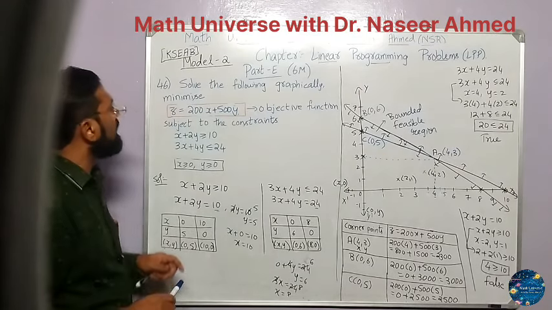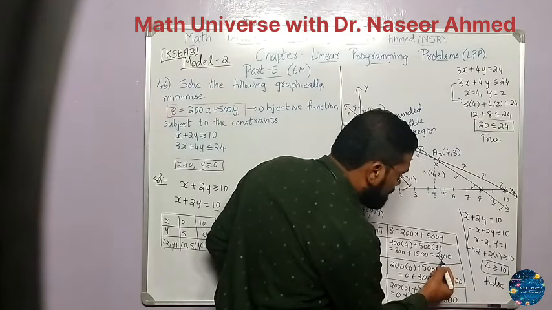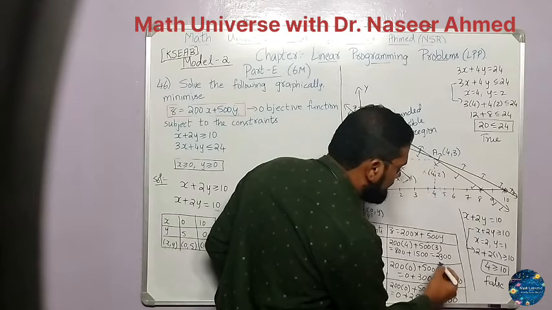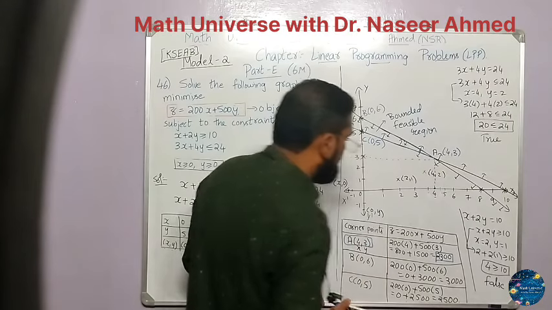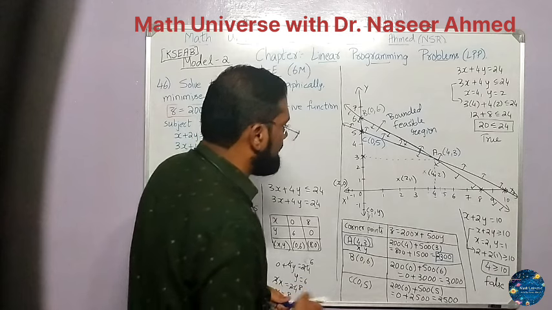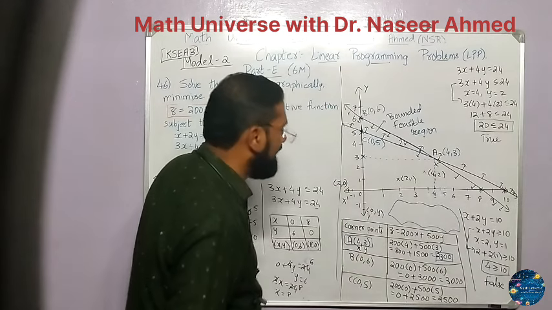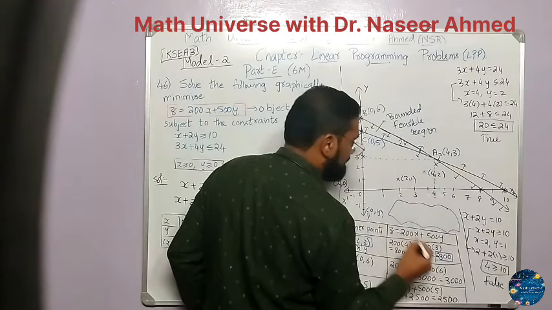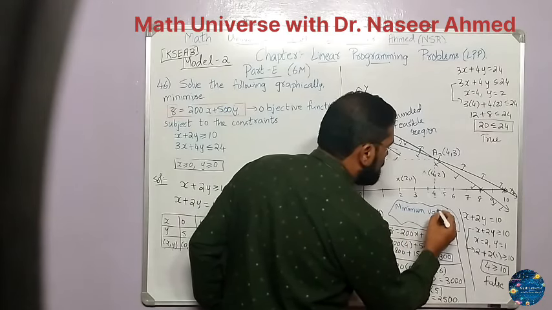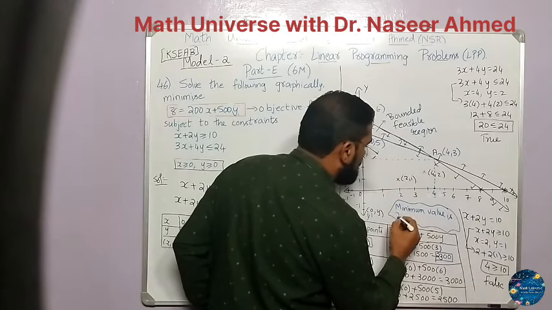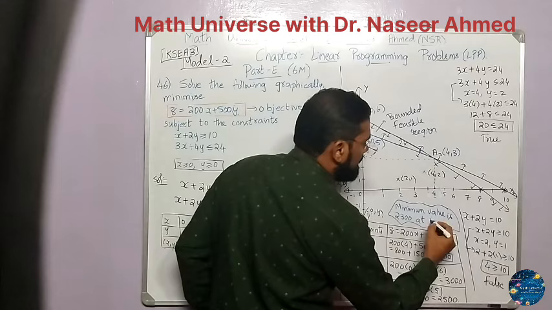Now after completing this, come back to the question. Minimize. What's the least value among this 2300, 3000 and 2500? The least value is this, and it is occurring at this corner point. Therefore my comment will be, let us write the comment here. It should be below the table, but since space is not there, I am writing the comment here. Minimum value is 2300 at the corner point A 4 comma 3.